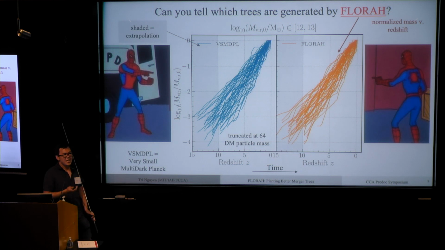But the idea here is that it's extremely difficult to distinguish them. As a matter of fact, it's pretty much impossible to tell them apart by eye. The simulation we use is the Very Small MultiDark Planck simulations.